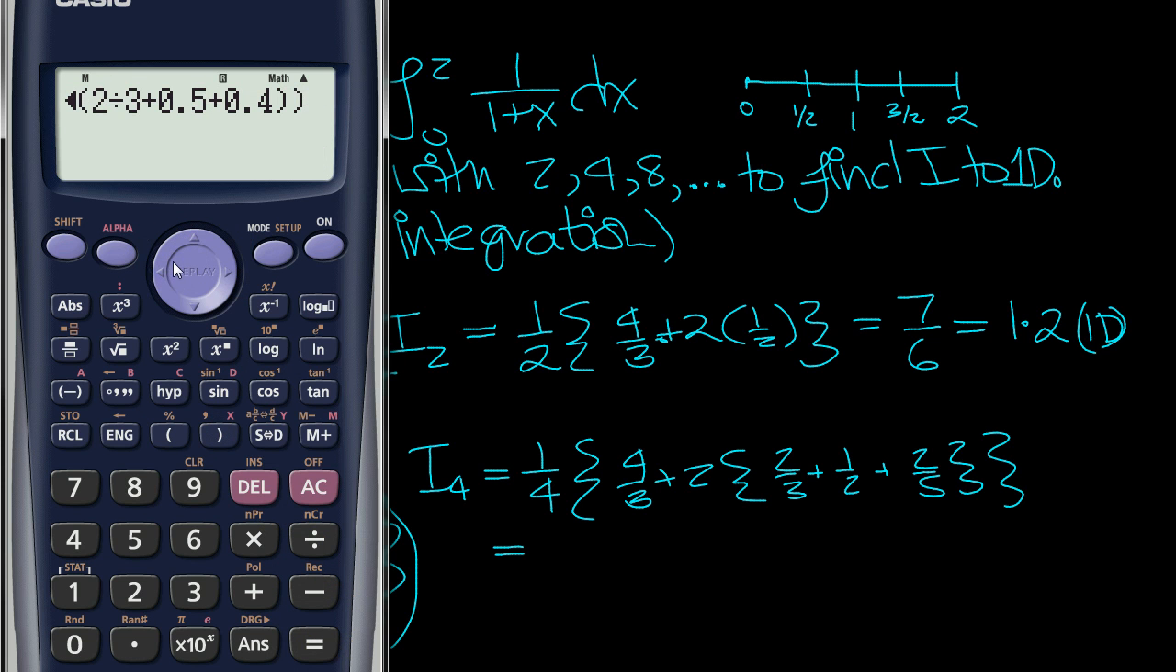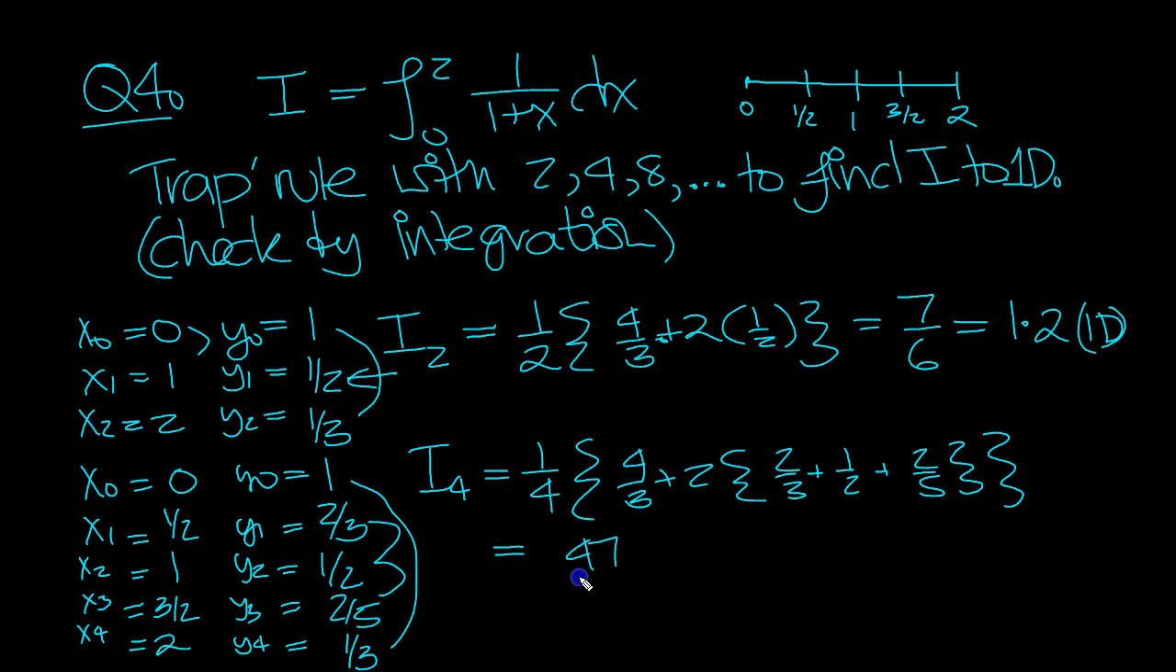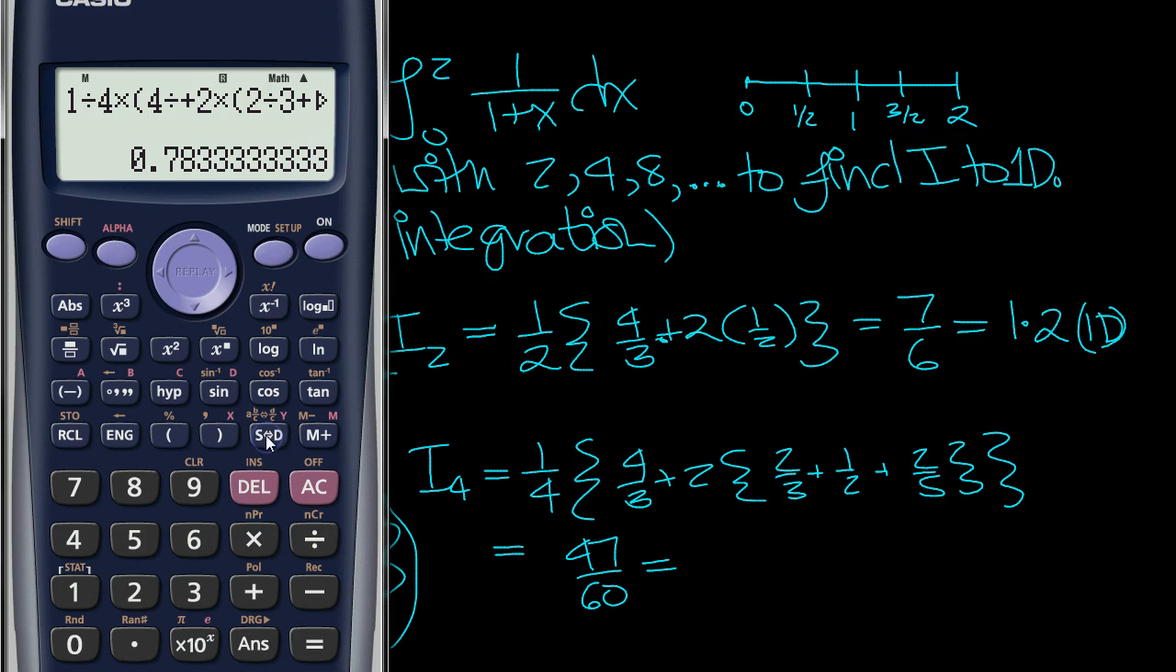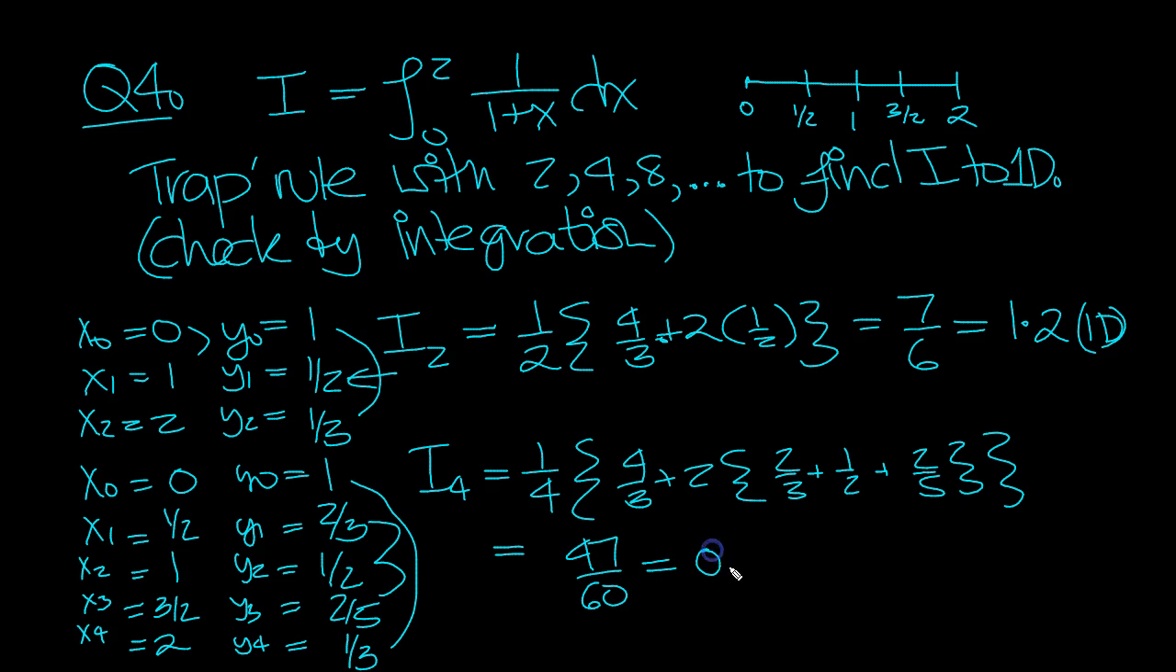Equals. So I've got 0 here, so I might have something here at the beginning. 0 divided by. So it's 1, wasn't it? So delete that and it's 1. 47 over 60. And that's equal to 0.78. 0.78 is 0.8. That's to 1 dp.